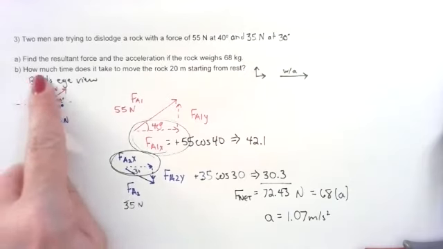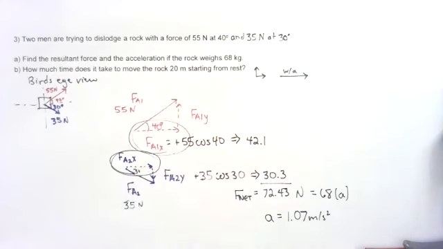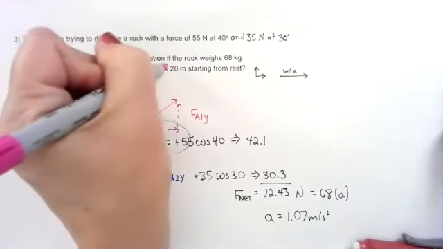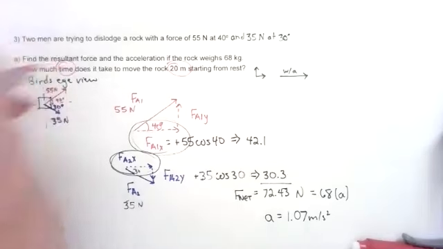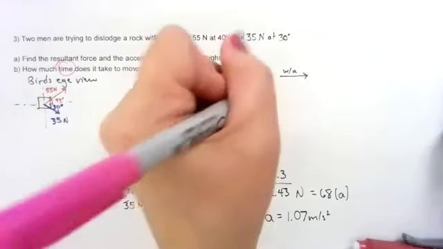So here we go, part B. How much time does it take to move the rock 20 meters? You need to develop in your brain a set of an alarm. And anytime you start seeing kinematic variables, I've got displacement, I've got time, it's a pretty good bet you're going to have to do a kinematic equation.